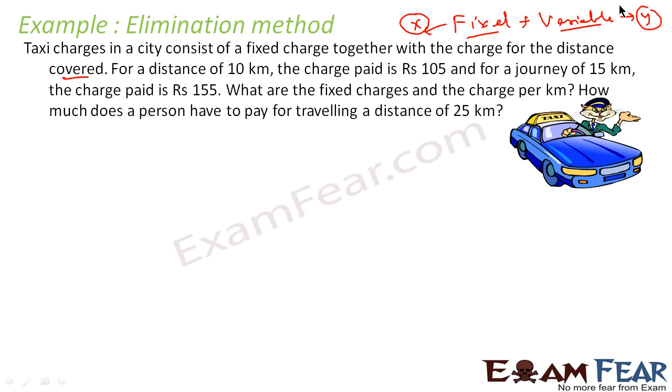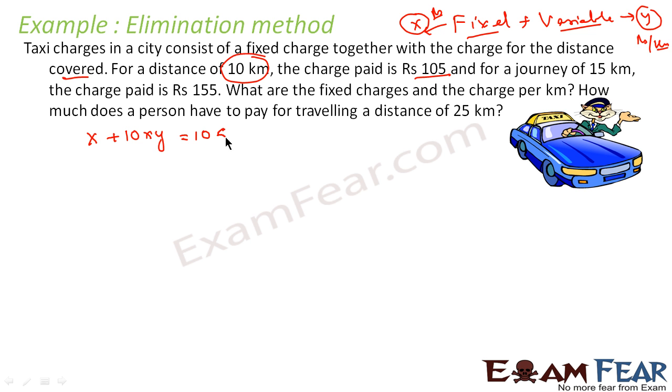Correct? That is, X rupees is the fixed charge and the variable charge will be Y rupees per kilometer. Now it says for a distance of 10 km, the charge paid is 105. That means you have fixed charge plus 10 into variable charge, because this is based on rupees per kilometer into kilometer. This is 105.